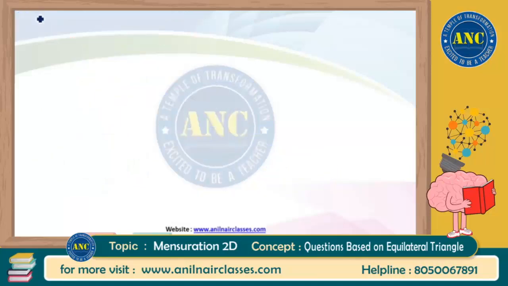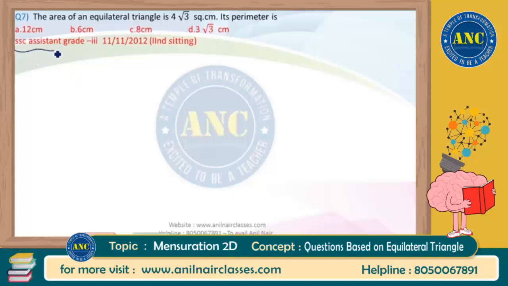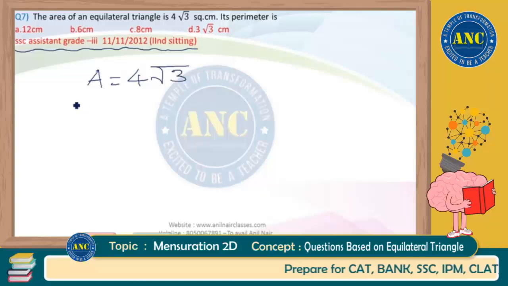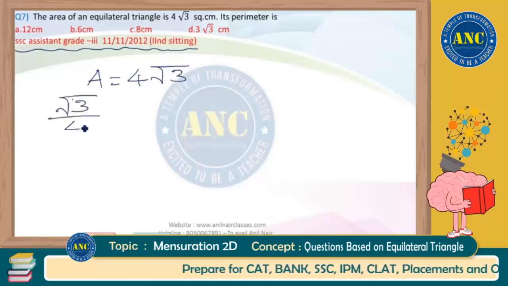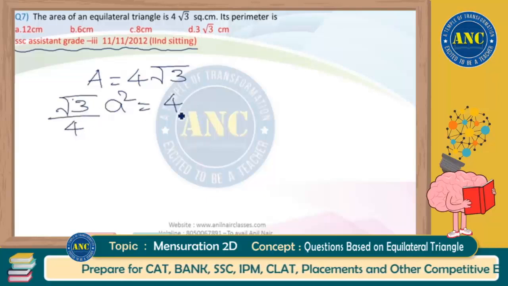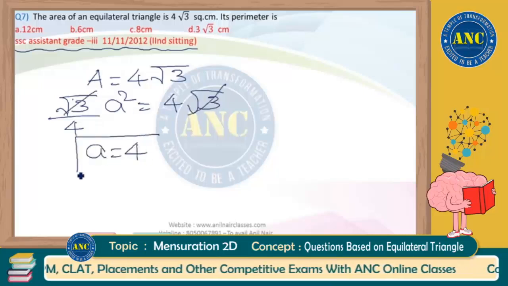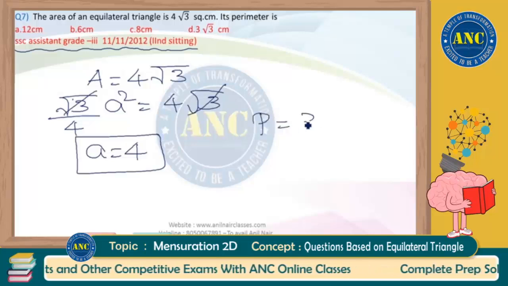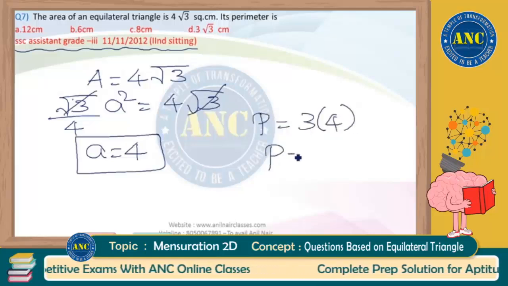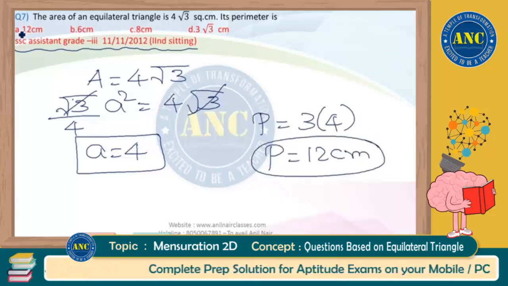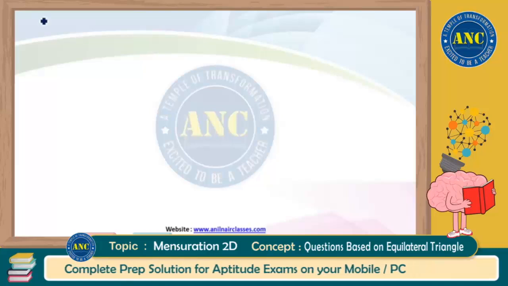Tell me quickly the answer. I am telling you these are very, very easy, but they are examination questions. Consider yourself lucky if you get this kind of question in the examination. Area is 4 root 3. So root 3 by 4 into a square is equal to 4 root 3. So a square is 4 into 4, and a is nothing but 4. The perimeter is 3 times 4, which is 12 centimeters, whatever unit is given in the question. Answer is 12 centimeters. Where is the difficulty?